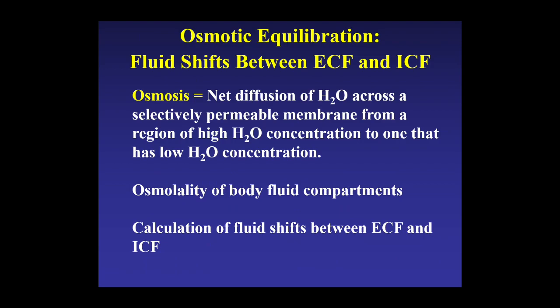Now, what about osmosis? Remember, water can cross any membrane we have in the body. The two membranes that we're interested in are the capillary membrane as well as the cell membrane. Water can go everywhere, and it goes everywhere by diffusion. However, we call diffusion of water osmosis. And how do you define osmosis? It's the net diffusion of water across a selectively permeable membrane that is permeable to water.